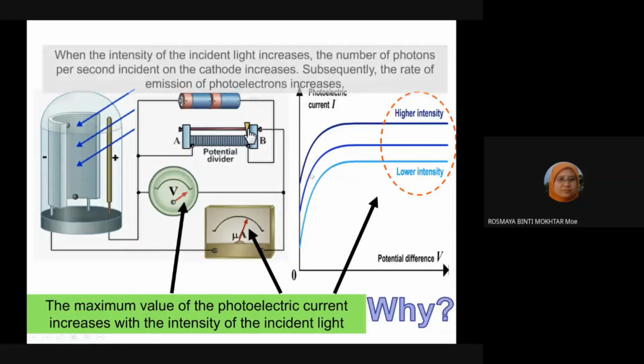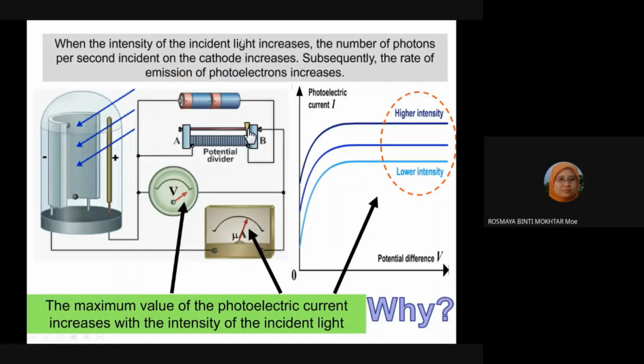Okay, so why does this happen? When the intensity of the incident light increases, the number of photons per second incident on the cathode increases. So because of the one-to-one interaction, subsequently the rate of emission of the photoelectrons increases.